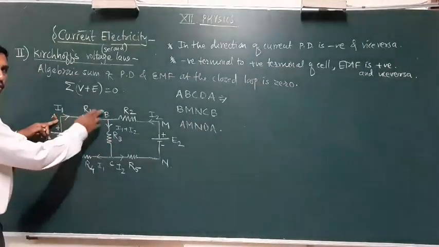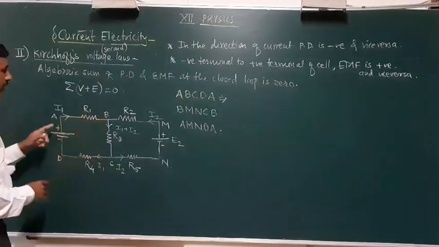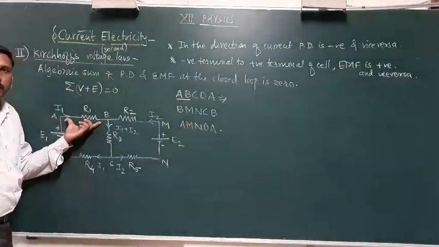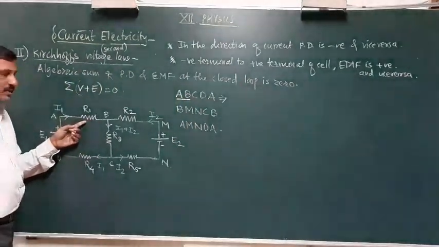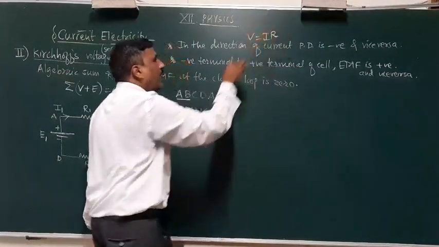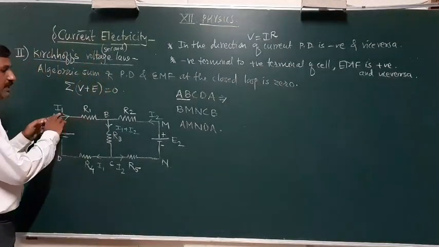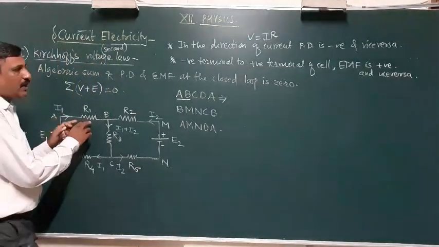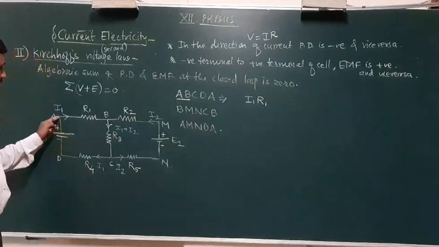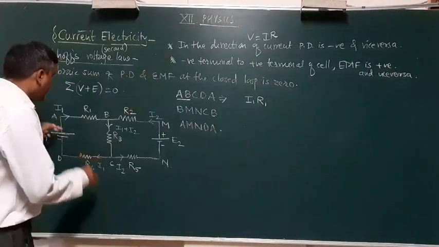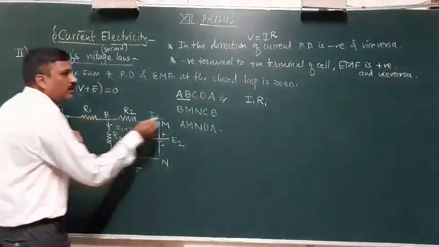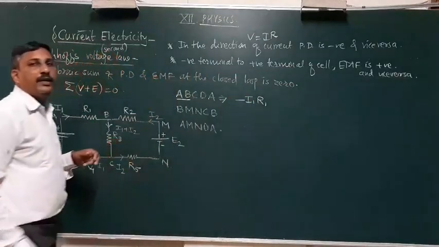Any closed path through which current is flowing. The current is flowing in this way. Now we start from A to B. Is there any cell between A to B? No. There is only one resistance. Potential difference is given by formula V equals IR. So current flowing through R1 is I1, multiplied by resistance R1. So its mathematical form becomes I1 R1. But in the direction of current, potential difference is negative. We are going A to B, so we are tracing the loop in the direction of current. So potential difference is negative.